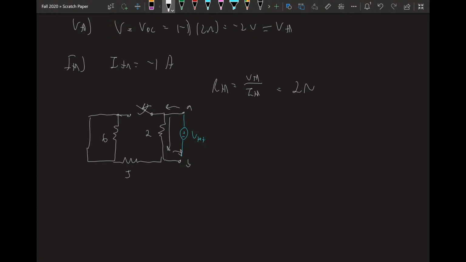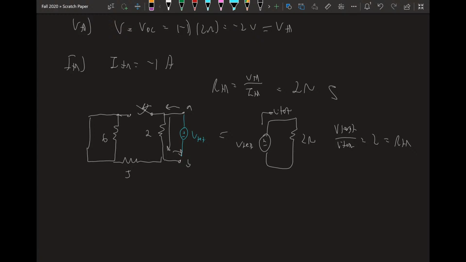So that means this entire circuit can be reduced to V test and the 2 ohms over here. We have I test, so using Ohm's law, V test over I test has to equal 2, and that equals our R Thevenin, which matches what we got earlier, which is good.